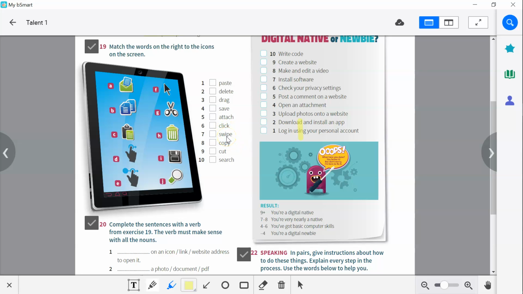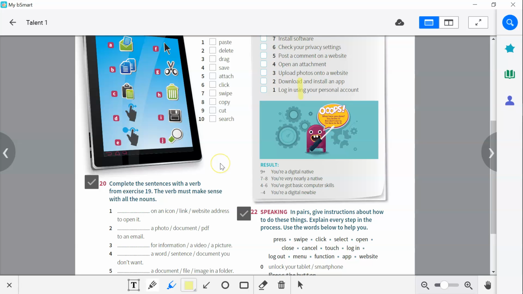Then number 7, the letter of number 7 is D, swipe. Swipe means strisciare, okay, passare. We have number 8, copy, whose meaning is copiare, appunto, and the letter is, of course, B. Then we have number 9, cut, tagliare, and the letter is G, and the last one, which is search, and the letter is J, ricercare, cercare.